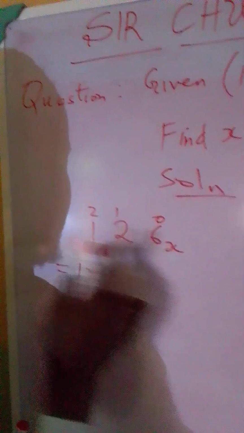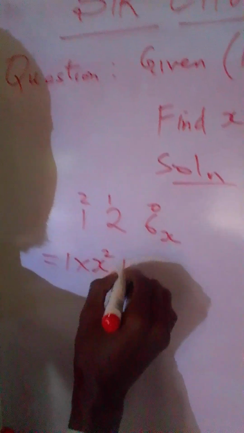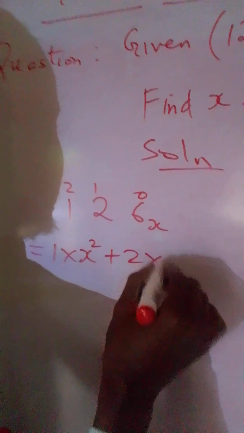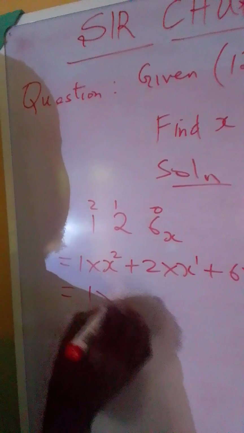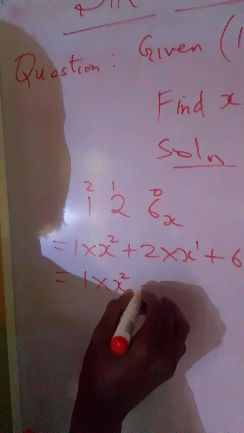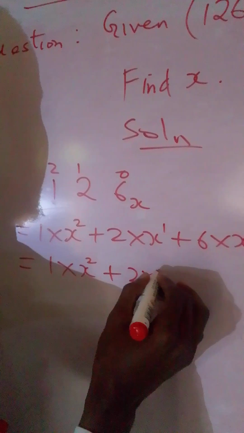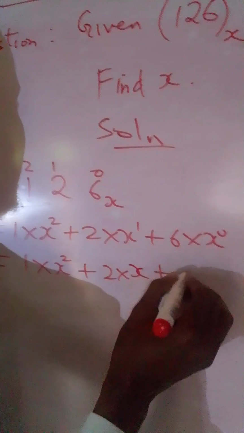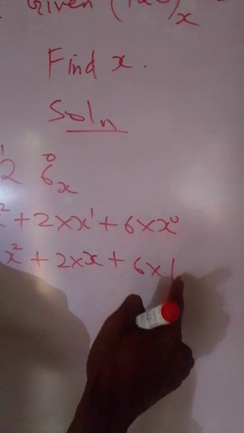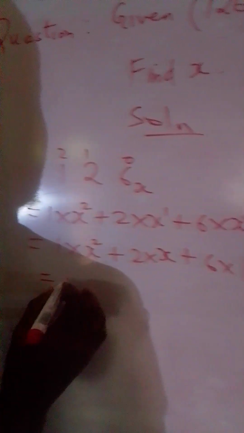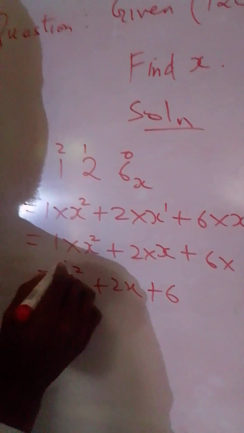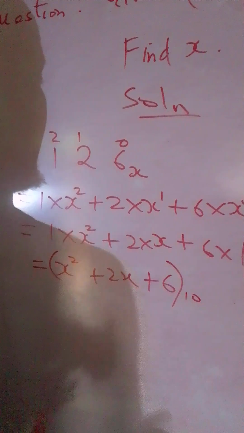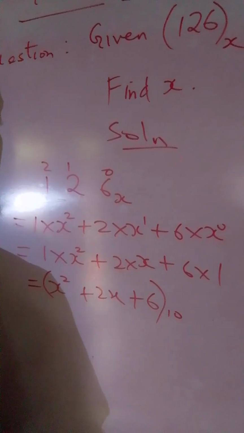That is 1 times x raised to power 2 plus 2 times x raised to power 1 plus 6 times x raised to power 0. So we have 1 times x squared plus 2 times x plus 6 times 1, because any base raised to power 0 is 1. So that is x squared plus 2x plus 6. We have converted this number to base 10, which gives us a quadratic expression.